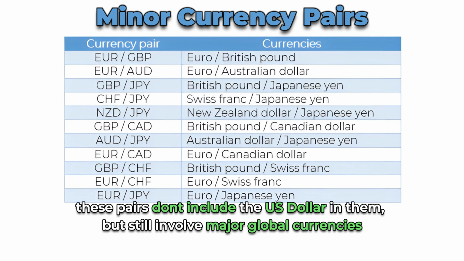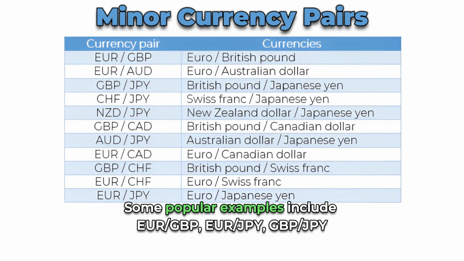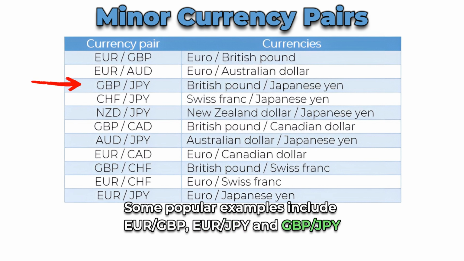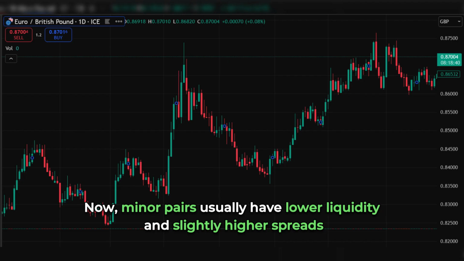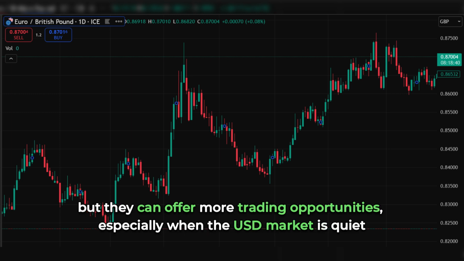Next up, we have the minor currency pairs, also known as cross pairs. These pairs don't include the US dollar in them, but they still involve major global currencies. Some popular examples include EURGBP, EURJPY, and GBPJPY. Now, minor pairs usually have lower liquidity and slightly higher spreads, but they can offer more trading opportunities, especially when the USD market is quiet.